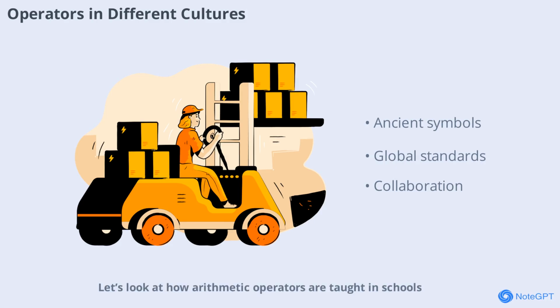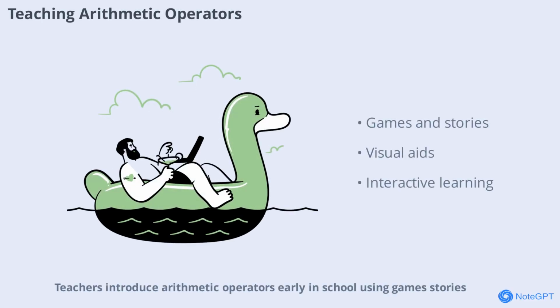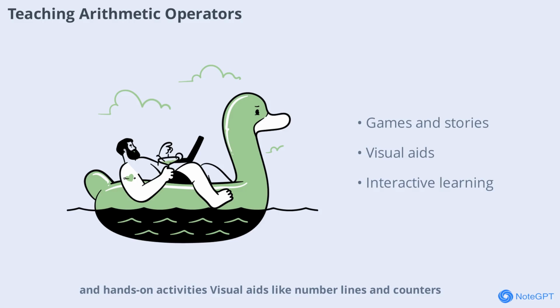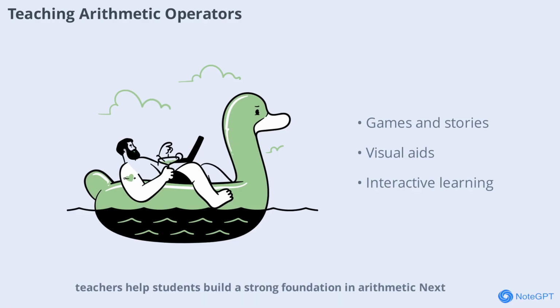Let's look at how arithmetic operators are taught in schools. Teachers introduce arithmetic operators early in school, using games, stories, and hands-on activities. Visual aids like number lines and counters help students understand how each operator works. Practice and repetition are key to mastering these skills. By making math fun and interactive, teachers help students build a strong foundation in arithmetic.